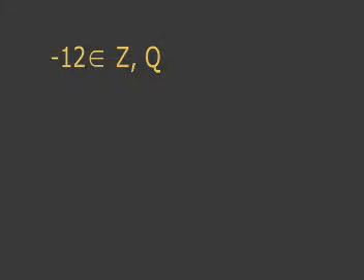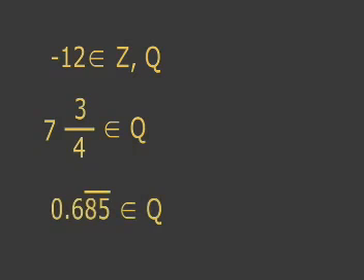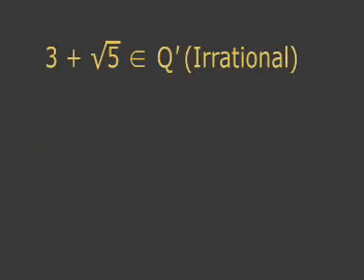Hello, students. I am sure you had no difficulty with that exercise. Negative 12 belongs to the set of integers and rational numbers. 7 3/4 belongs to the set of rational numbers. 0.6 with 85 repeating belongs to the set of rational numbers. 3 plus the square root of 5 belongs to the set of irrational numbers. 0 belongs to the set of whole numbers, integers, and rational numbers.